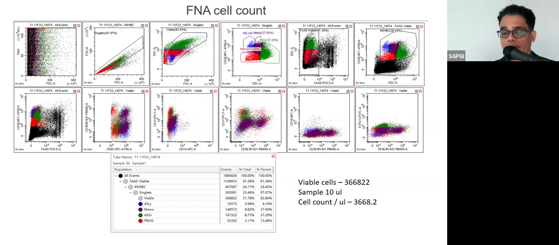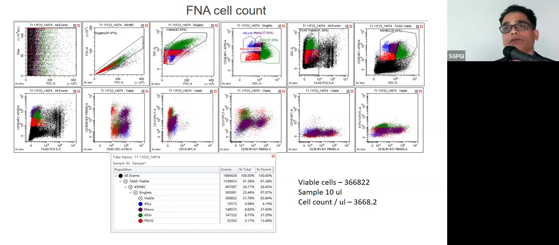Here, on the right-hand side top, you can see we have used CD45 also, because in FNA you will get a majority of epithelial cells, so many non-specific cells apart from your population of interest. To get rid of them, you can use CD45. So we can say the viable cells here, because these viable cells are CD45 WBC, are 366822. Sample volume used is 10 microliters and the cell count is 3668 per microliter.